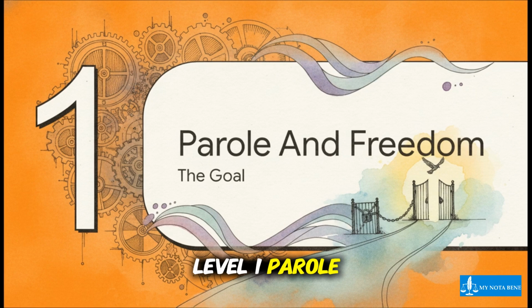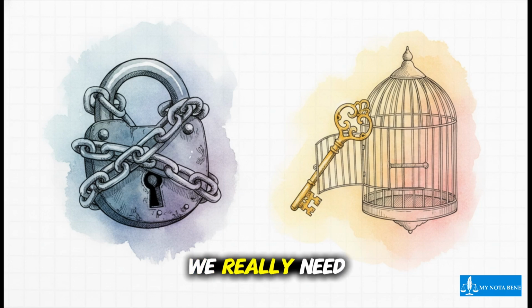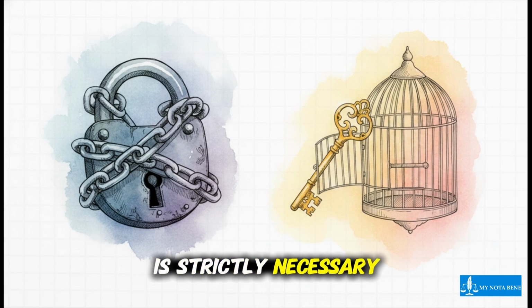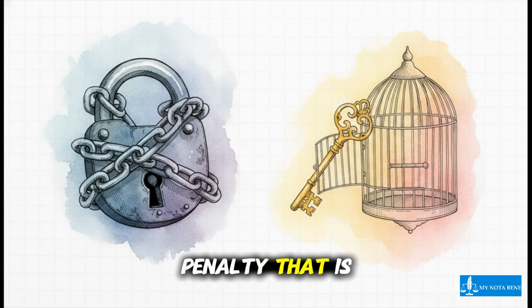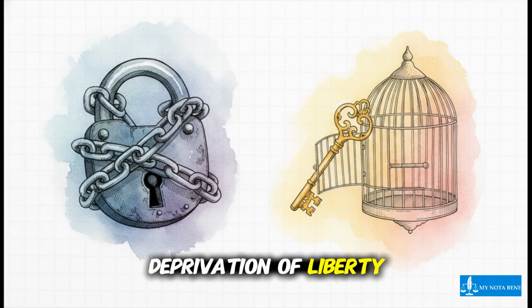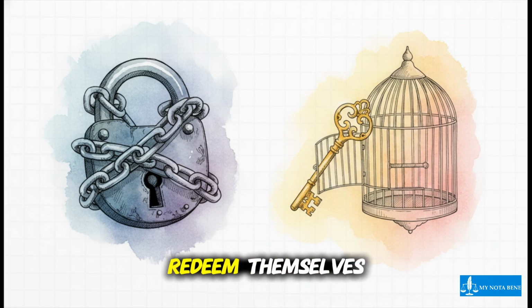Level 1, parole and freedom. Before we even start crunching degrees and periods, we really need to understand why the Indeterminate Sentence Law even exists. The law specifies two things: a minimum and a maximum penalty. The maximum penalty is strictly necessary so the court can impose those extra accessory penalties. But the minimum penalty? That is the magic number. It's specifically designed to prevent the unnecessary deprivation of liberty and ultimately enhance a person's economic usefulness. That minimum penalty is the exact key that unlocks a prisoner's chance for parole. It gives them a tangible, real-world target to redeem themselves.